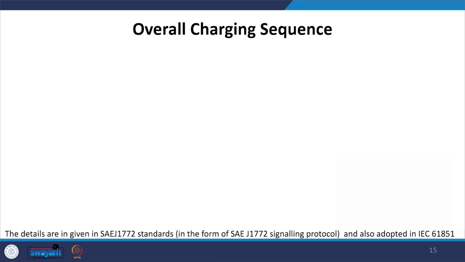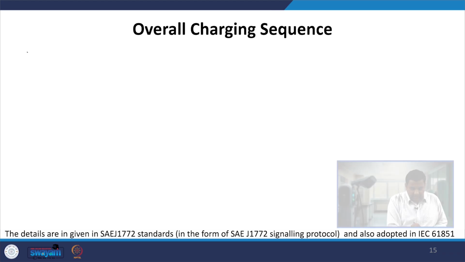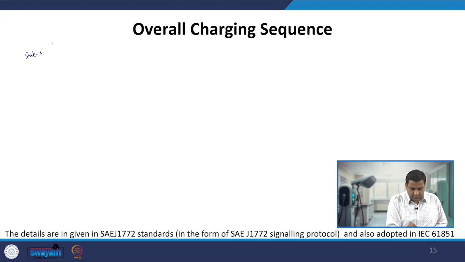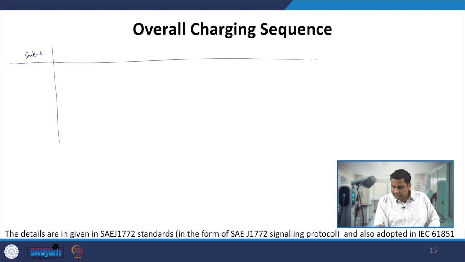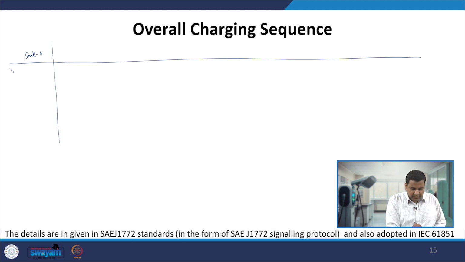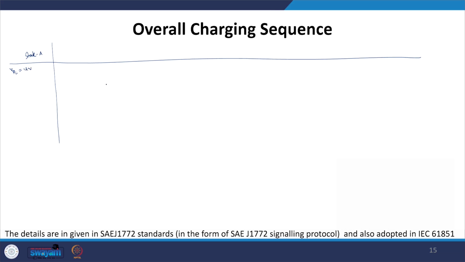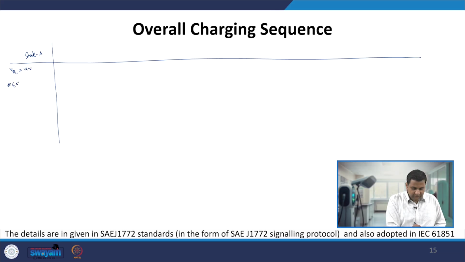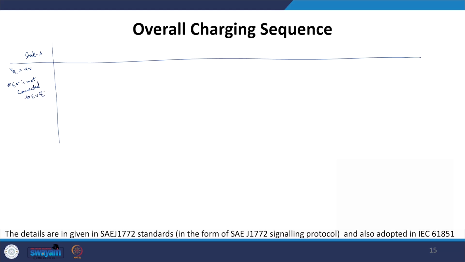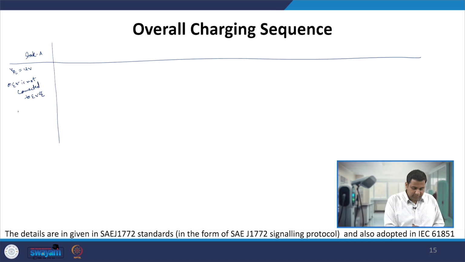So, finally, when we do the overall charging sequence, or you can say when we try to summarize everything, we can have first state A. Now, in state A, let us define the different states. In state A, our VDC value is 12 volt, the EVSE is measuring 12 volt, it indicates the EV is not connected to the EVSE, and the resistance between CP and PE pin is not defined.